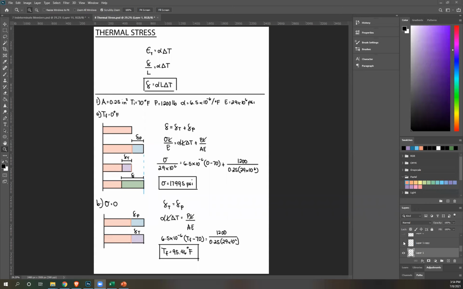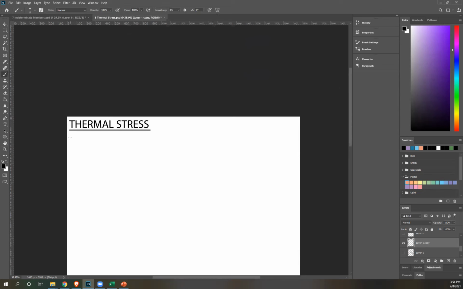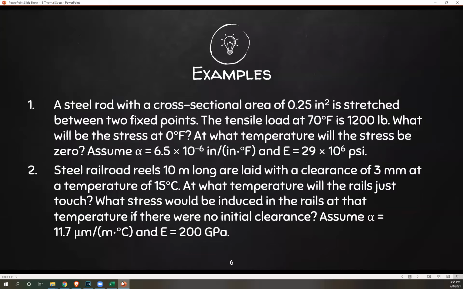Okay, no questions. Let's move on to number two, and I'll be taking recitation. Number two, steel railroad rails 10 meters long are laid with a clearance of 3 millimeters at a temperature of 15 degrees Celsius. At what temperature will the rails just touch? What stress would be induced in the rails at that temperature if there were no initial clearance? Show alpha 11.7 micrometer per meter degree Celsius and E equals 200 GPa.